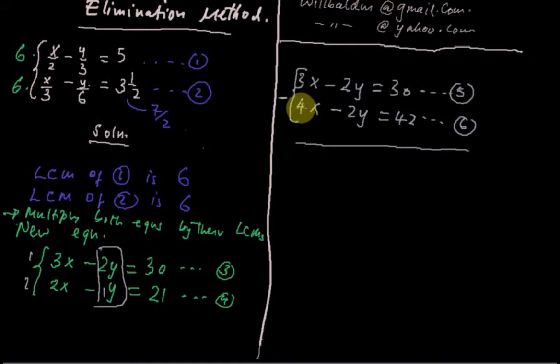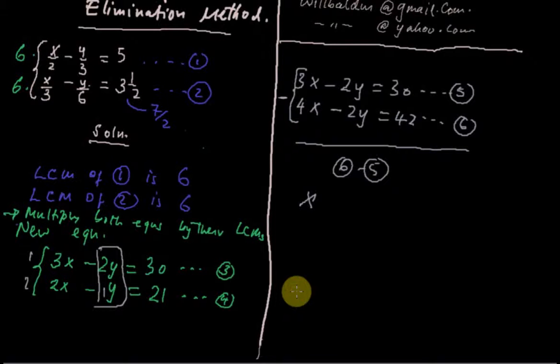So 4x minus 3x, if you do it this way, make sure you do it that way, from equation number 6 to number 5. So 6 minus 5, this will give you 4x minus 3x, which gives you x, minus 2y minus 2y. Okay, let me write it somewhere.